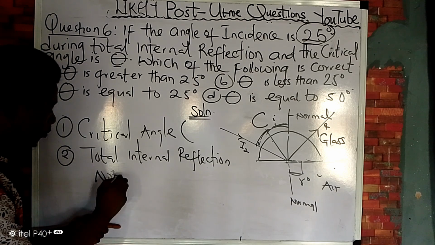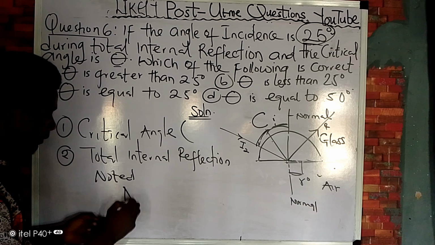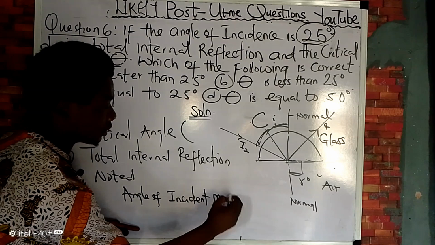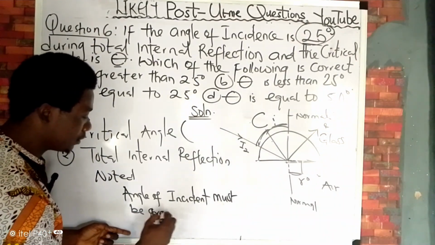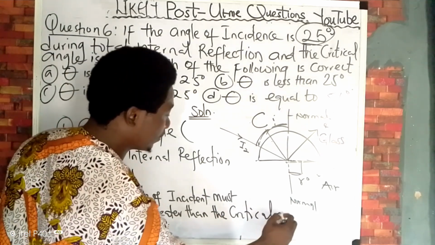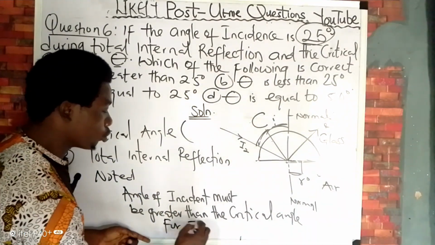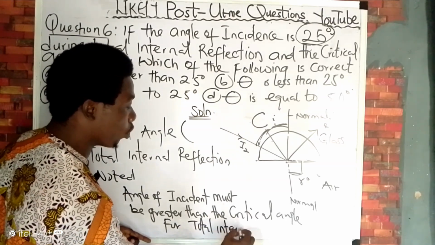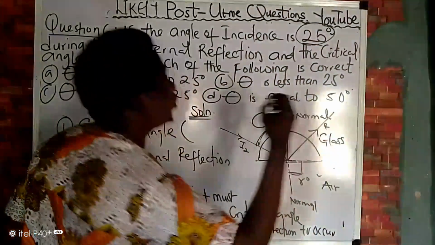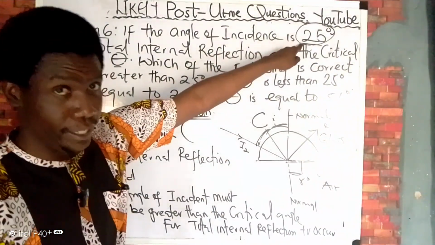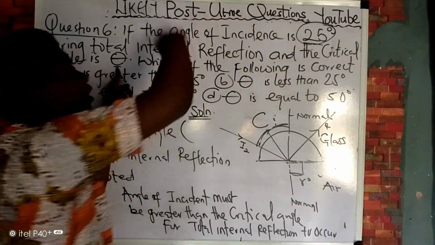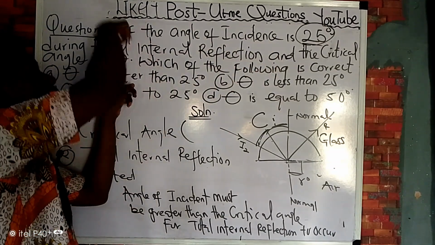So it should be noted that the angle of incidence must be greater than the critical angle. Take note of that. For total internal reflection to occur, it must be noted. So according to them, we said the angle of incidence is 25 degrees, okay, and the critical angle is theta. But this angle is the angle in total internal reflection, meaning it's greater than the critical angle.